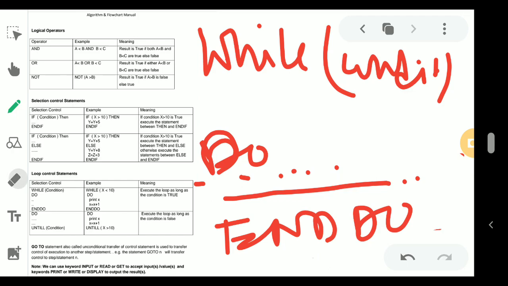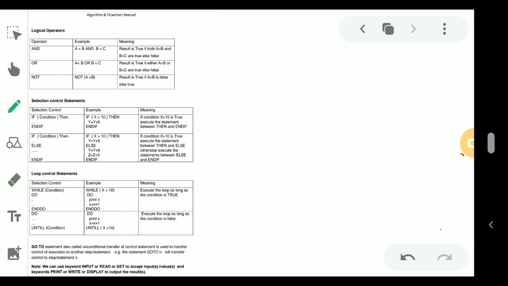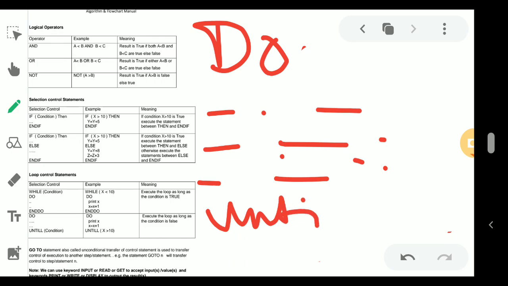Now coming to another part: besides the while loop, we have the do until loop. In do until, whatever conditions are under the do part, you keep on checking. Do this until, the condition is not checked at first. Do this, this, this until this condition is satisfied. Until this condition is satisfied, you have to continue. Whenever it is satisfied, you leave that loop. So execute the loop as long as the condition is false. We have to execute this until this condition is true. Okay, so this is the loop part.